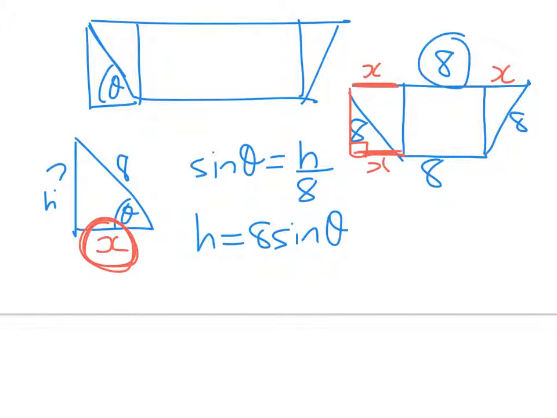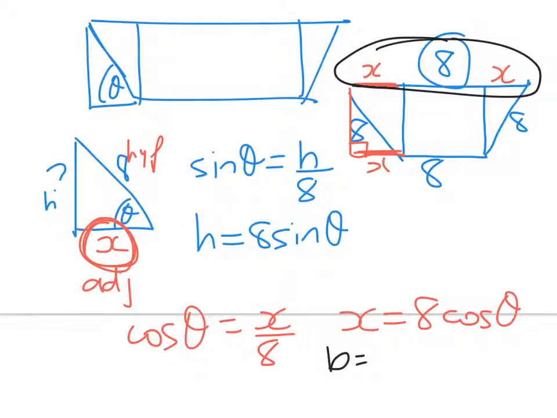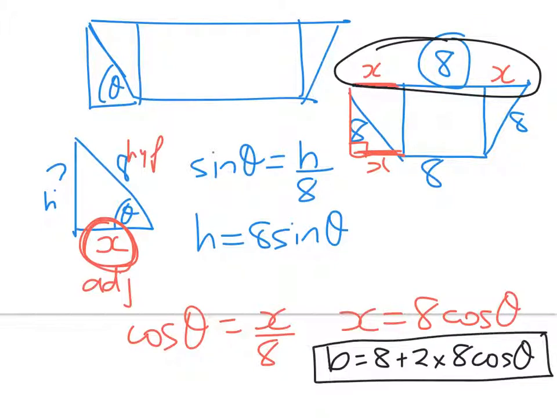What do I know about this? Well, this is the adjacent, and this is the hypotenuse. So I've got cos theta is equal to x over 8. x is equal to 8 cos theta. So we can say that this top bit here, so that's going to be b, must equal 8 plus 2 lots of x. So x is 8 cos theta.